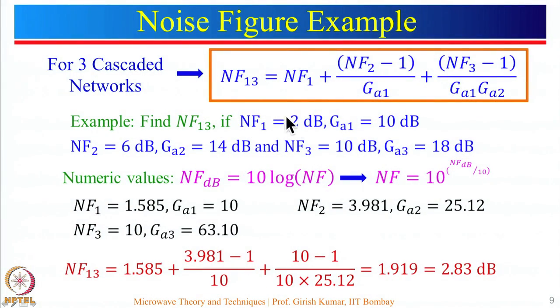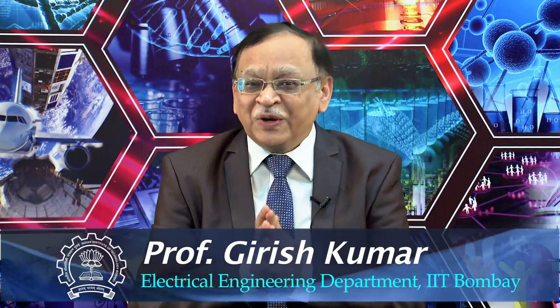Then we talked about signal to noise ratio and noise figure. We defined the term noise temperature. As I mentioned, it is only a mathematical representation and we do not have to worry too much about noise temperature. What we are interested in is finding the overall noise figure. We found the overall noise figure expression for 3 cascaded stages, and we took an example and saw that the first stage is very important. So we must design the first stage to have a very low noise figure.